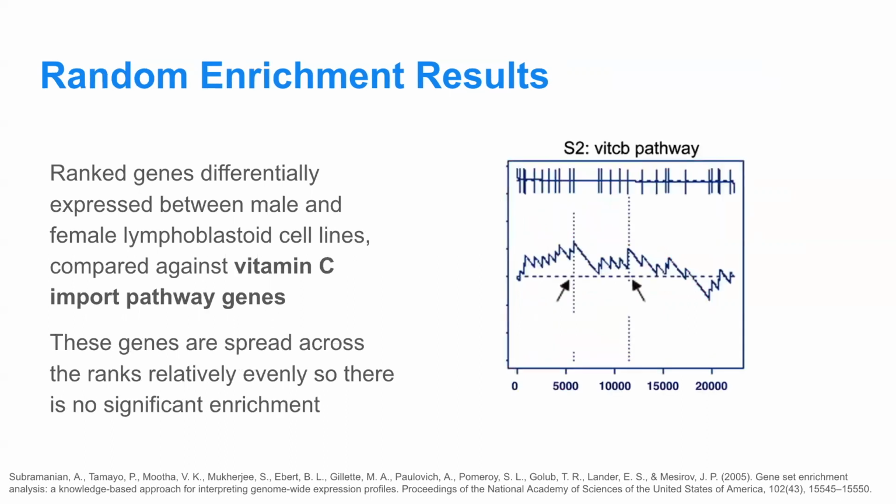Now let's see a different example. So now we're comparing the same genes that are differentially expressed between male and female cell lines, but now you're comparing against the vitamin C import pathway genes. So these genes are not really sex-based, and you'll see that based on the random walk plot, the genes that are in the gene set are spread pretty evenly across the ranks, so there doesn't appear to be any significant enrichment.